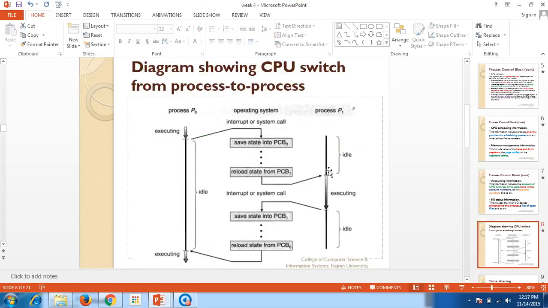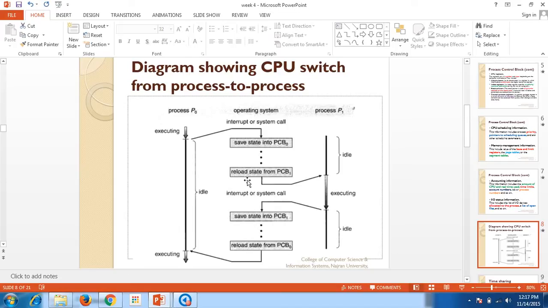Next slide shows the diagram which shows the CPU switching from process to process. This is just a simple example: if we have more than one process, and as we said in previous slides, time sharing means the CPU is moving from one process to another process very frequently. So how is it moving?